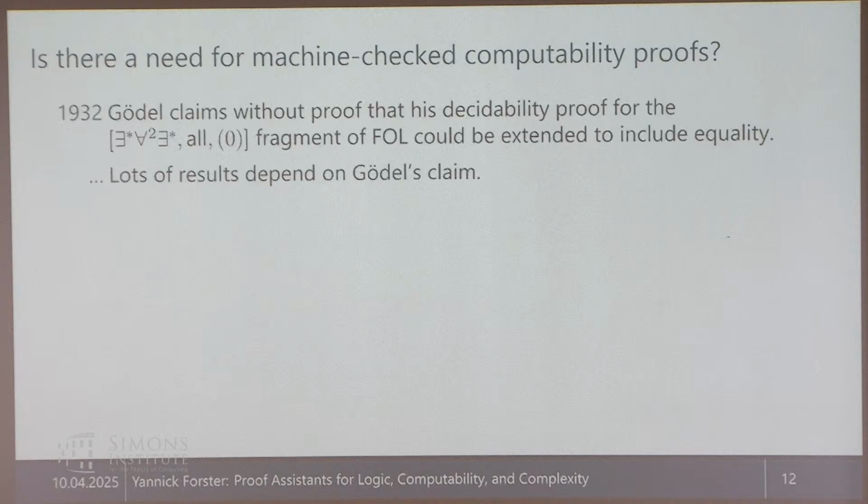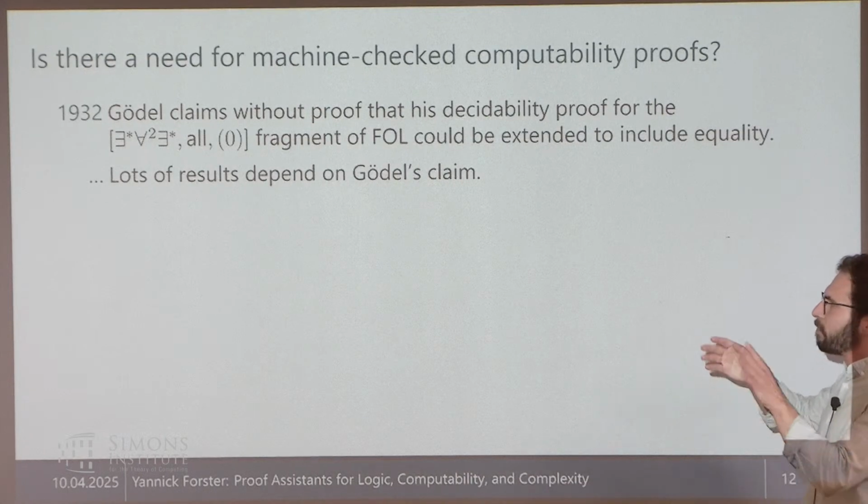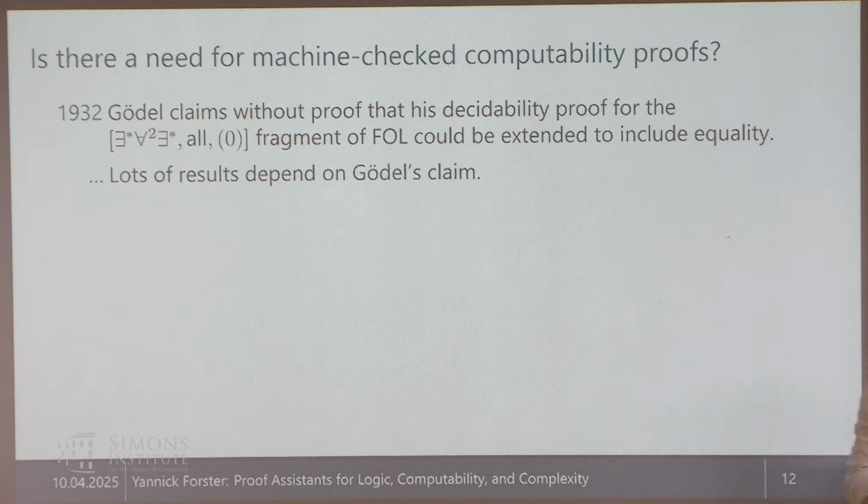So there's a couple of nice anecdotes that start in 1932 in a paper by Gödel. Gödel gave a decidability proof for a certain fragment of first-order logic. And then at the end of the paper, informally, not in the theorem, in passing, he says, oh, and this could be extended to include equality. Then lots of results later depended on Gödel's claim, because Gödel is kind of credible. And Warren Goldfarb in his PhD thesis was tasked to actually prove Gödel's informal claim and extend Gödel's proof to cover equality.